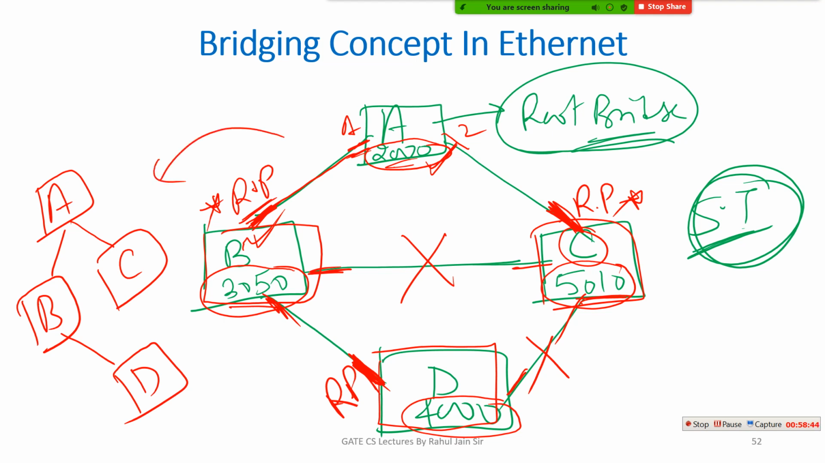Is it clear to everyone, guys? Answer me, how I made the spanning tree ABCD like this from this problem. If any candidate is stuck in this problem, answer me. I will solve it again, no worry. But don't have any kind of confusion in bridging concepts in Ethernet. Is it clear to everyone? Okay, clear to you. Very good, guys. Just one last question.